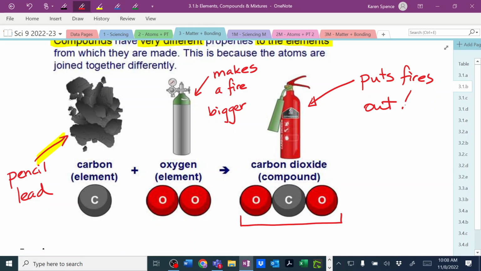So oxygen is part of carbon dioxide, but the oxygen on its own makes the fire bigger. The carbon dioxide puts the fire out. So they're completely different. If you combine elements, completely different properties.